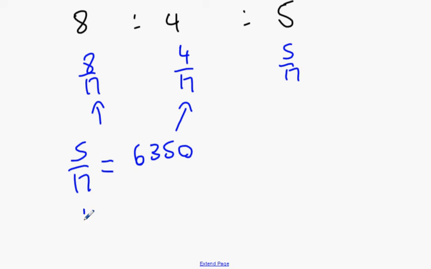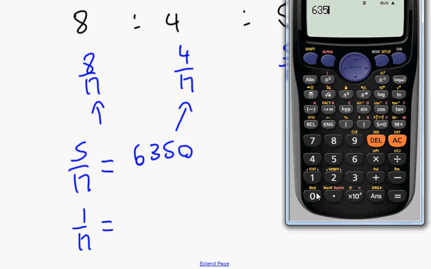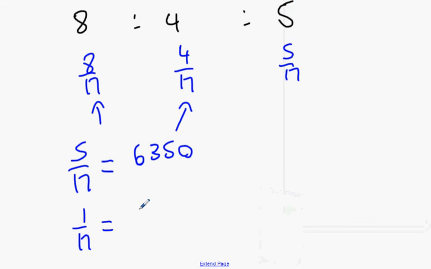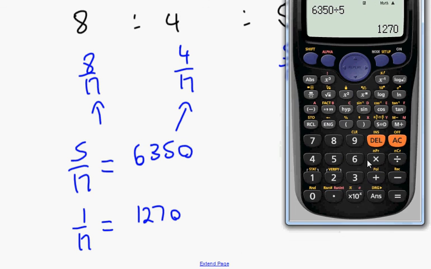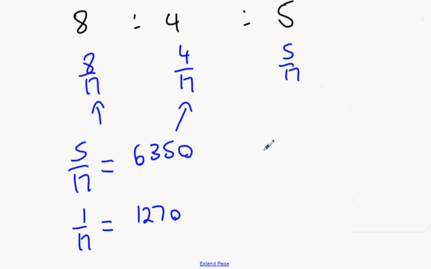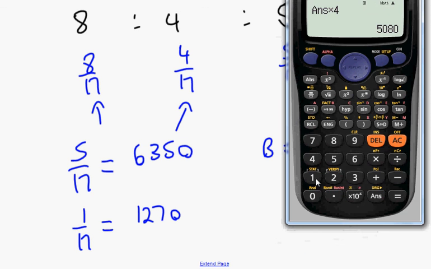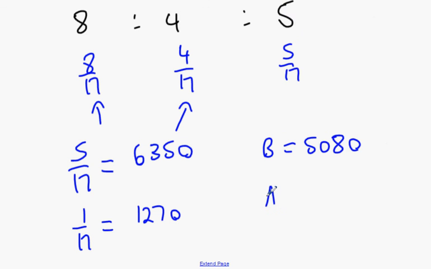We now have to figure out what 4/17 are, and then we also have to figure out what 8/17 is. So how do you figure out what 1/17 is? Divided by 5. 6,350 divided by 5, and you get 1,270. Multiply it by 4 to get what B has. 5,080. So B got 5,080, and then this 1,270 multiplied by 8 to figure out what A got. A got 10,160. Okay.